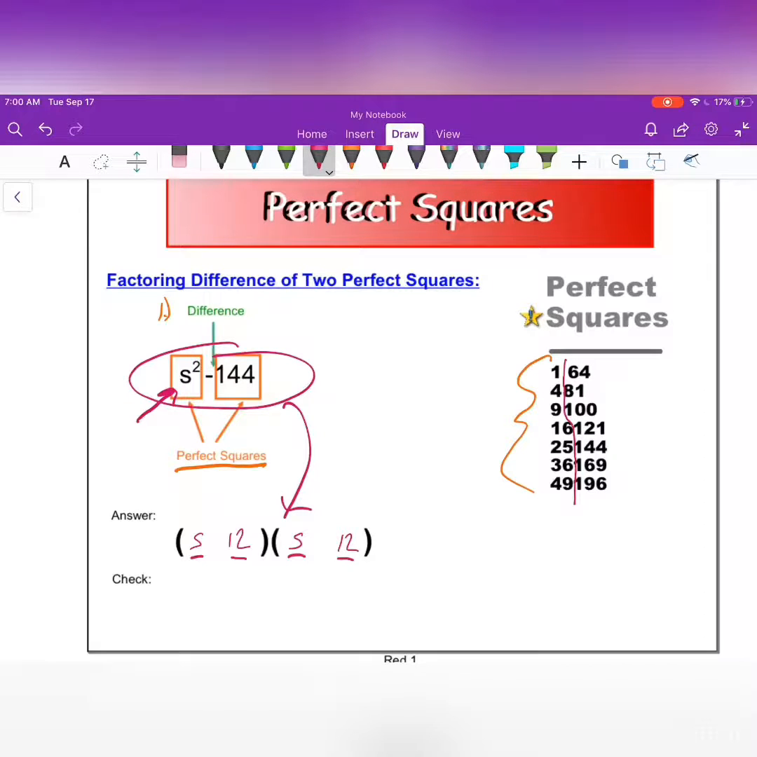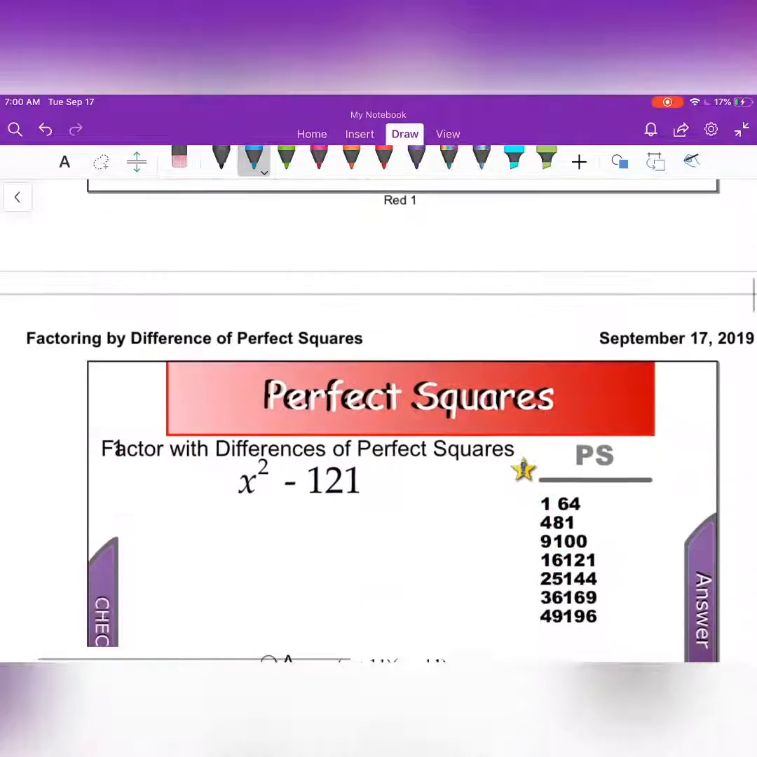And notice I have not put any signs here. When you do a difference of perfect squares, it always turns out that one of them is plus, one of them is minus. And that's it, that's factored. If you wanted to check this, you can quickly double distribute. So you get S squared minus 12S plus 12S, and then minus 144. And you'll see that these two cancel, leaving you with what you started with. All right, so a couple more real quick.